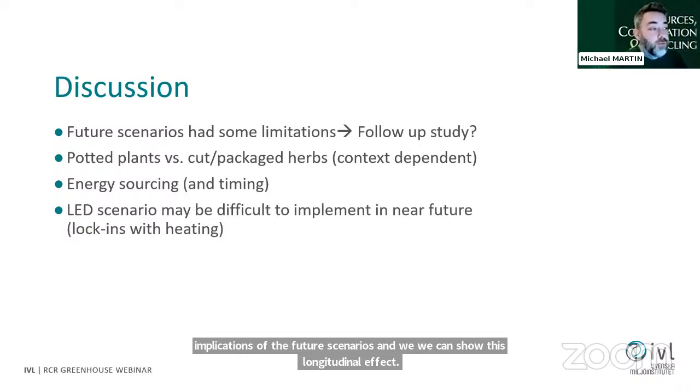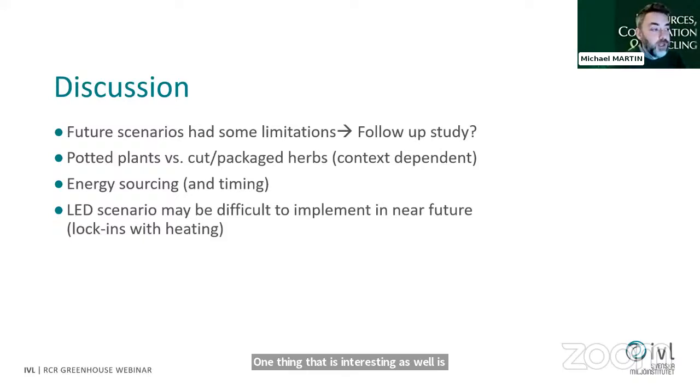One thing that is interesting as well is that we sell these as potted plants. Often, again, it's done in the Scandinavian countries, but packaged herbs are also quite common in Europe and maybe the rest of the world. So it's context dependent, and that can actually impact the impact per kilo of sold crops that you have. Again, also the energy sourcing is really important. So even actually when it's used, because you can change the photo period. This is a greenhouse, but you can change when the lights are on and off as well.